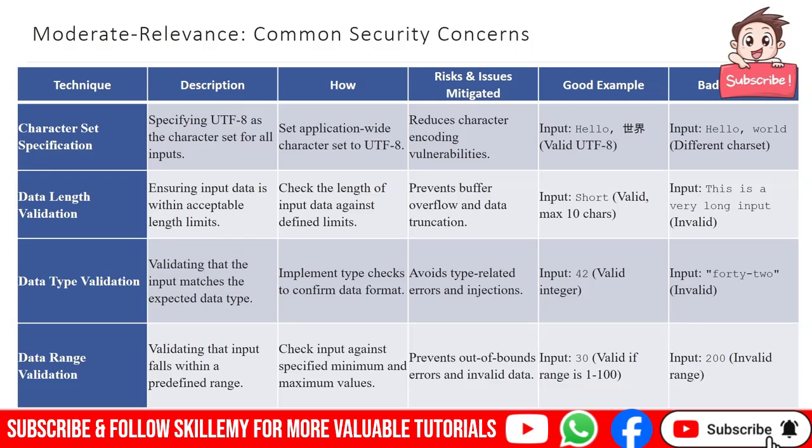errors within the application. Lastly, data range validation ensures that inputs fall within specified minimum and maximum limits. This technique is particularly important for numerical inputs, as it prevents out-of-bounds errors that could lead to application crashes or unexpected behavior. For example, an input of 30 is valid if the acceptable range is between 1 and 100, while an input of 200 would be rejected due to being outside this range. By implementing range checks, we enhance the application's robustness and protect it from erroneous data entries.